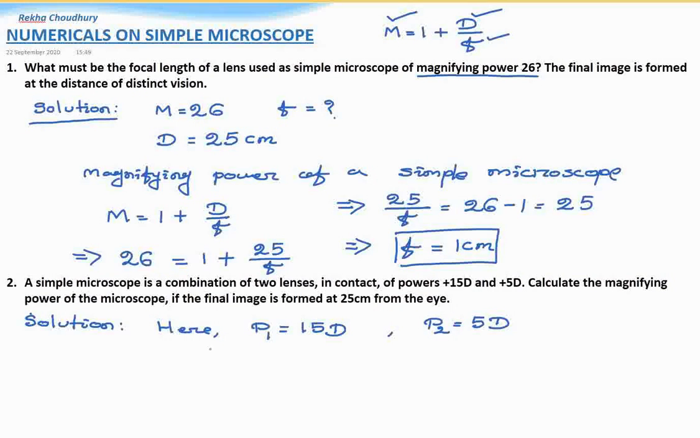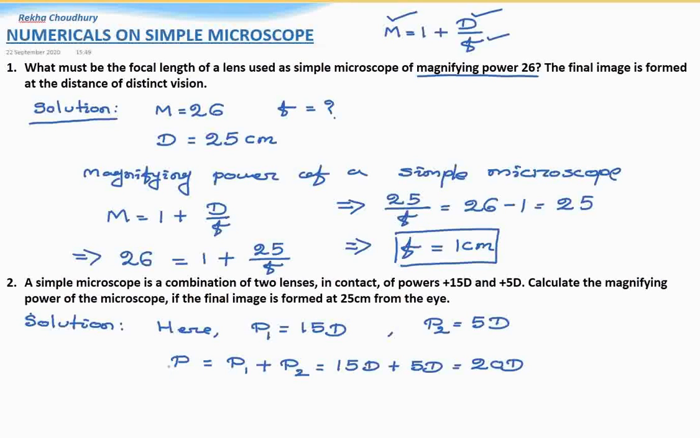We know that power of combination is equal to sum of the individual powers. So it is the power of the combination. This is equal to P1 plus P2. So this is equal to 15 diopter plus 5 diopter. So this is equal to 20 diopter.